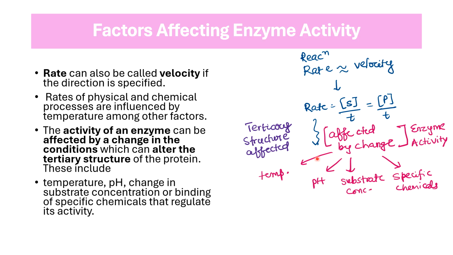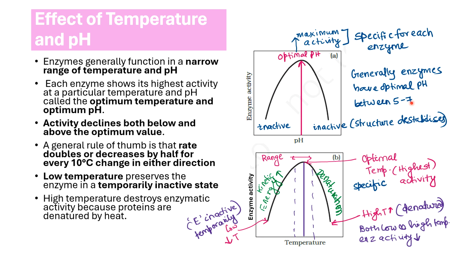Now, why are these particular factors responsible for changing the activity of the enzyme? To understand it, we must remember that enzymes are typically made up of proteins. So when you change the temperature, pH, or the substrate, their conformation undergoes a change, and because of this there is a change in the reaction rate or the velocity of the reaction. Now let's look into the effect of temperature and pH on enzymes in more detail. Enzymes generally function in a very narrow range of temperature and pH.